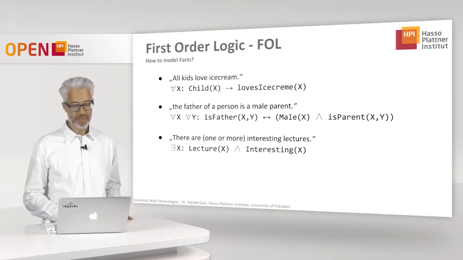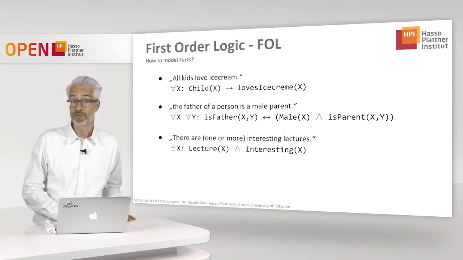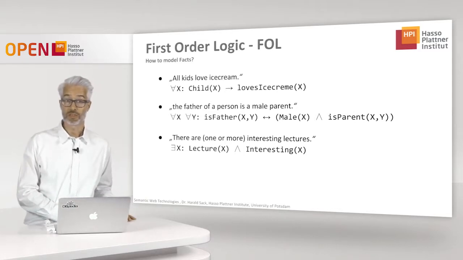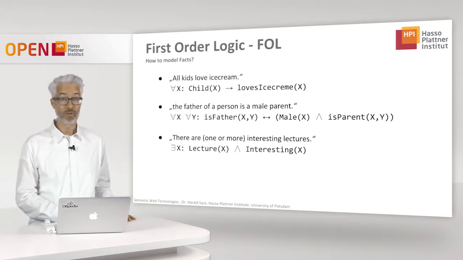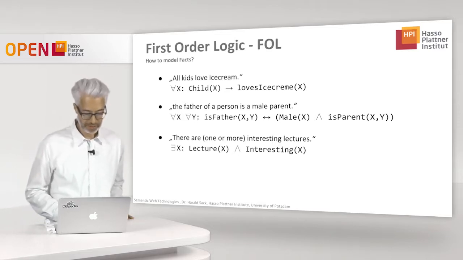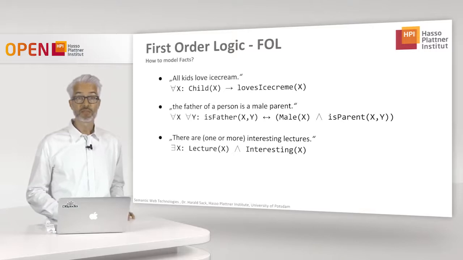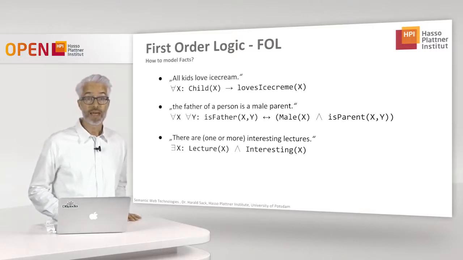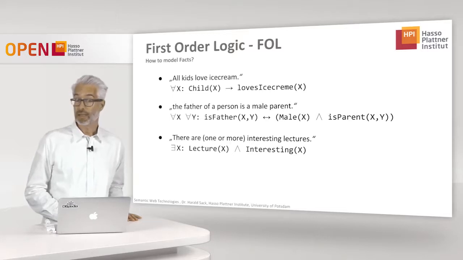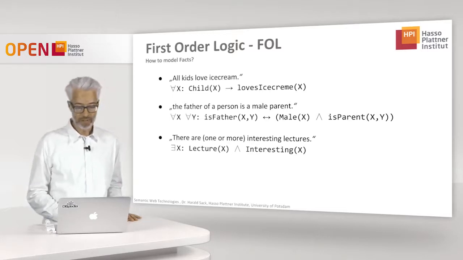Next thing: there are one or more interesting lectures, which means there exist, of course, one or more interesting lectures. Of course, I also hope that you consider this one an interesting lecture. So, how does this read in first order logic? There exists a variable x for which it holds that x is a lecture and x at the same time is interesting.